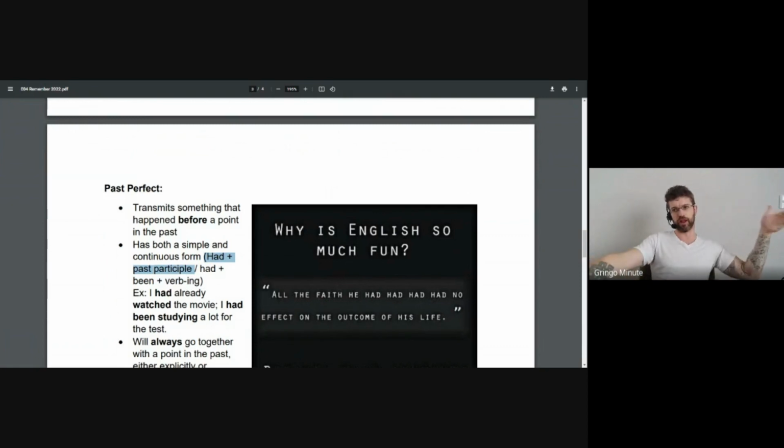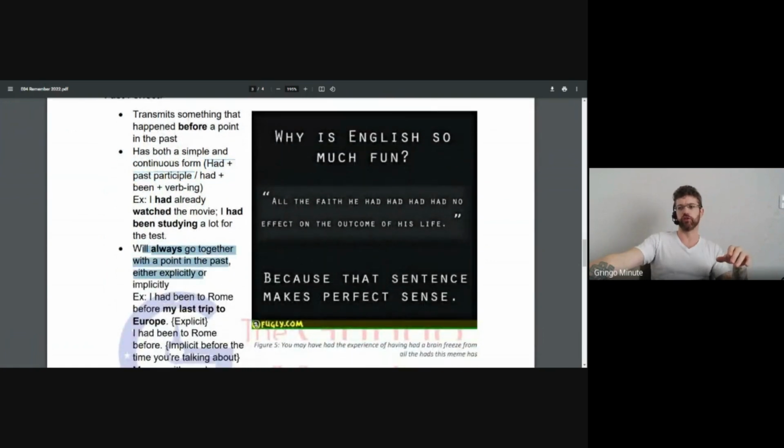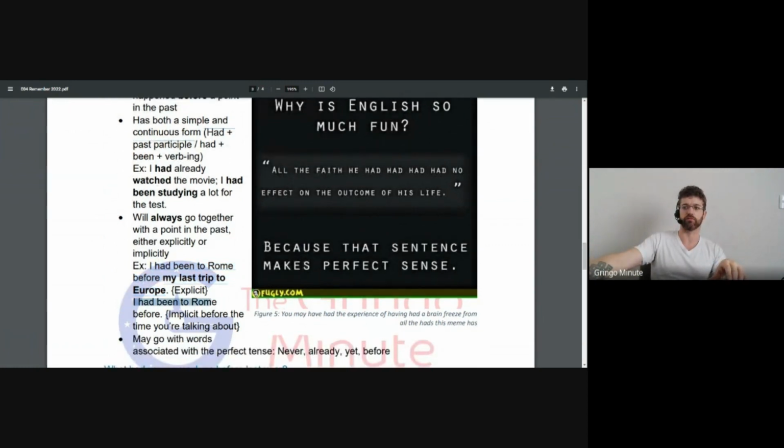Because it comes before a point in the past, it will always go together with something either explicitly or implicitly. Explicitly, I had been to Rome before my last trip. My last trip is here. Before that, I had already been to Rome. But in real life, we don't always keep talking this extensively. So if we were talking about my last trip to Europe, I might just say I had been to Rome, and you would know it's before the point in the conversation we're having. So it can be implicit as well.